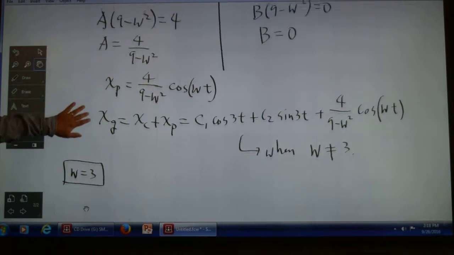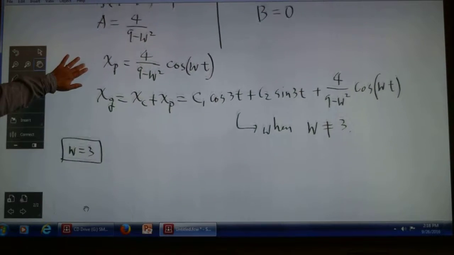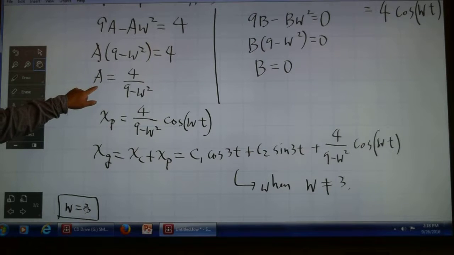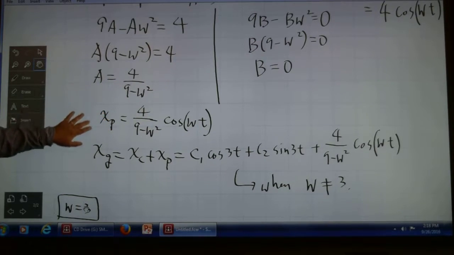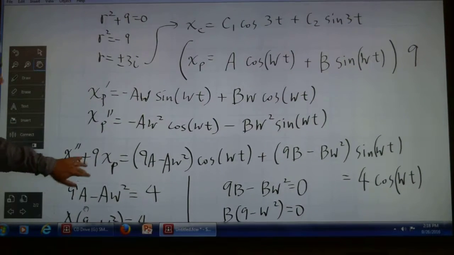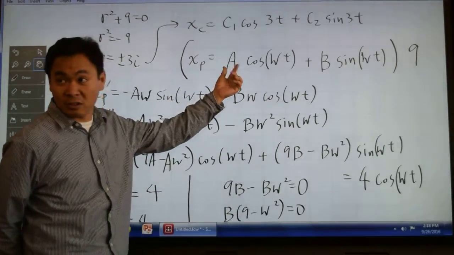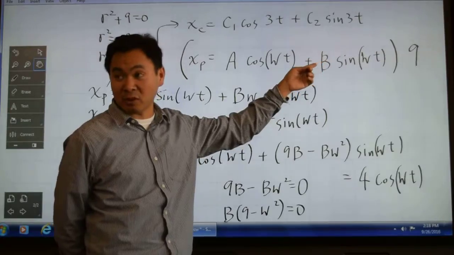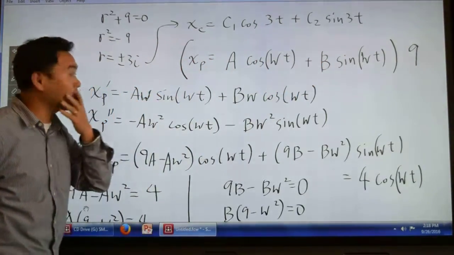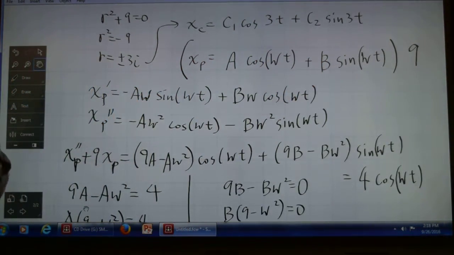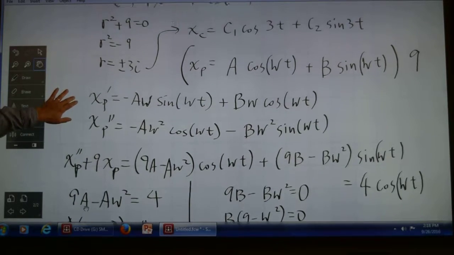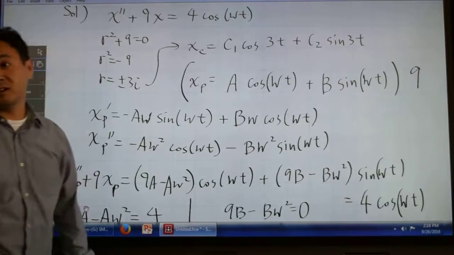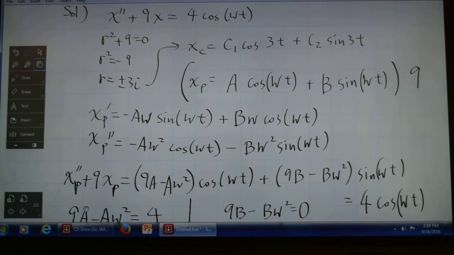Do you want to go back and see? Wait, how did you get the xp again? Oh, xp, I got the value of A and B, right? And I had xp as this thing. So A is 4 over 9 minus w squared, B is 0. After plugging that in, I get the value of xp. Alright, okay, so going back, if w is 3, we have to do something completely different.